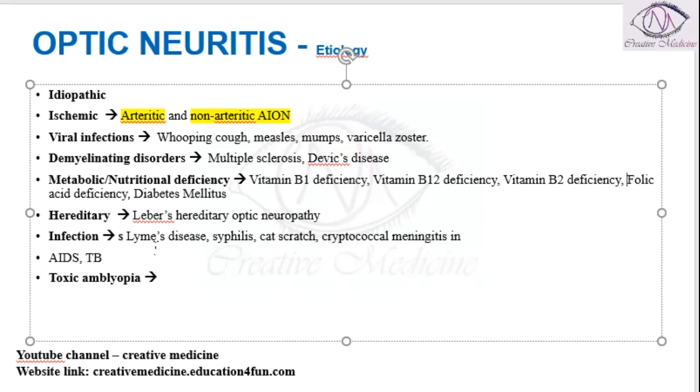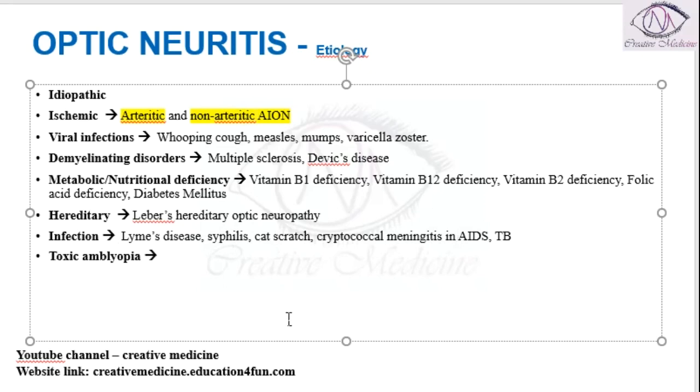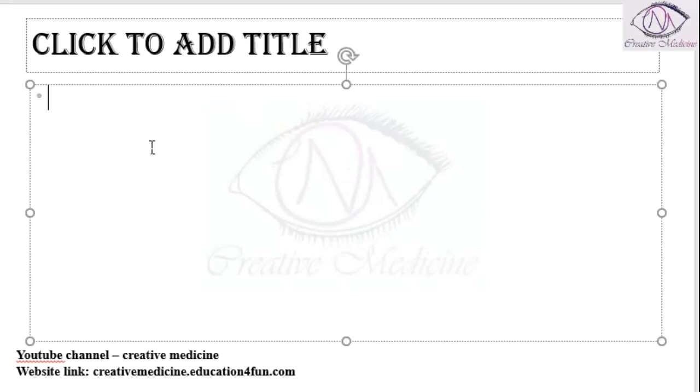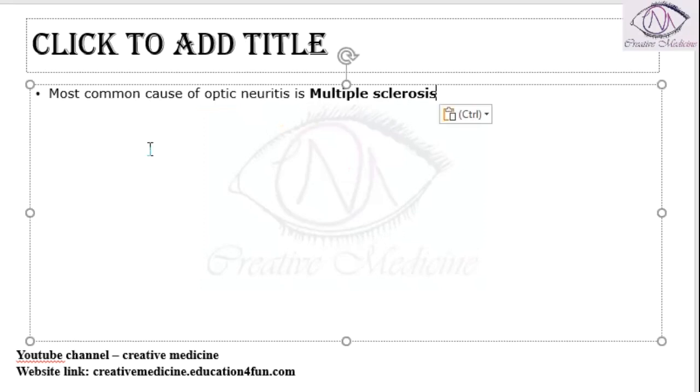Leber's hereditary optic neuritis and some infections like Lyme's disease, syphilis, cat scratch disease, cryptococcal meningitis in AIDS and tuberculosis, and toxic amblyopia. All these are responsible for optic neuritis. Among all these, what is the most common cause of optic neuritis? The most common cause of optic neuritis is multiple sclerosis.